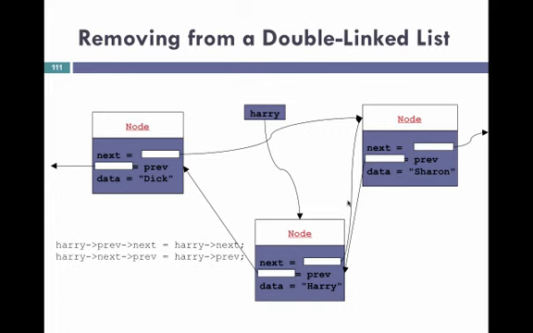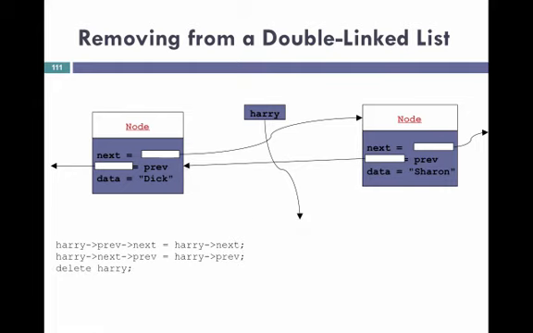And then we take Harry arrow previous. So Harry previous is the pointer back to Dick, and we assign that to Harry arrow next, which refers here to Sharon, and then arrow previous is this field here. This field is currently pointing back to Harry. We're going to change that so it now points back to Dick. Now we can call delete on the Harry node. It will disappear, but the pointers for the Dick and Sharon nodes now refer to each other. So that's how we'd remove Harry from a double linked list.